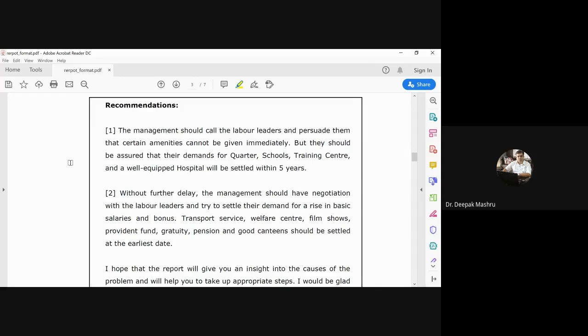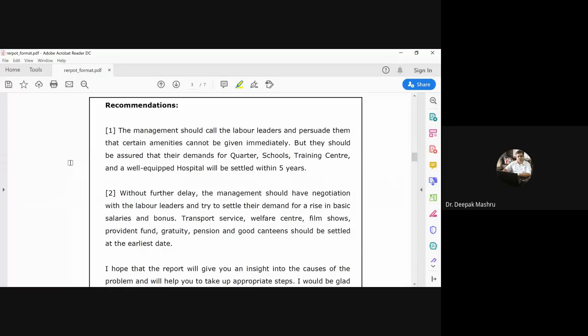Without further delay, the management should have negotiation with the labor leaders and try to settle their demand for a rise in basic salaries and bonus. So we can definitely go with whatever the demand is for basic salary and bonus. We can go with that. Transport service, welfare center, film shows, provident fund, gratuity, pension, and a good canteen should be settled at the earliest date. These are the things which may not require more time.